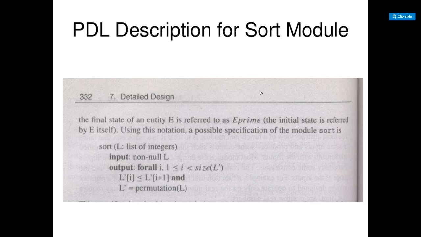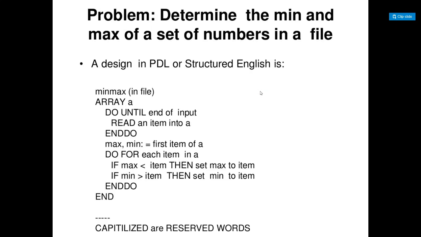Output is, you write like this: for all I, 1 is less than or equal to I, and I is less than the size of L, whatever the number you have put. And what should happen? L of I should be less than or equal to L of I plus 1. And a permutation happens, like any combination of things. So whatever sort you have put, that happens here. See, this is not a language, it's like pseudocode, you can say. This is input, this is the output. So this is how you write the PDL.